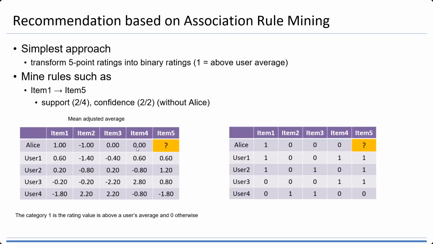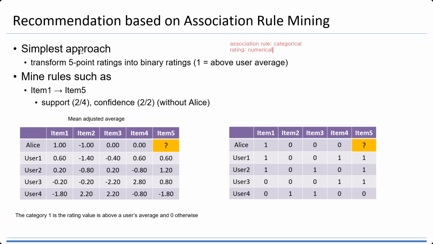Now let's see with this data. When we do association rule mining, there is one requirement: the data should be categorical. Meanwhile, rating is numerical. Then, it depends on how we define the categorical value.